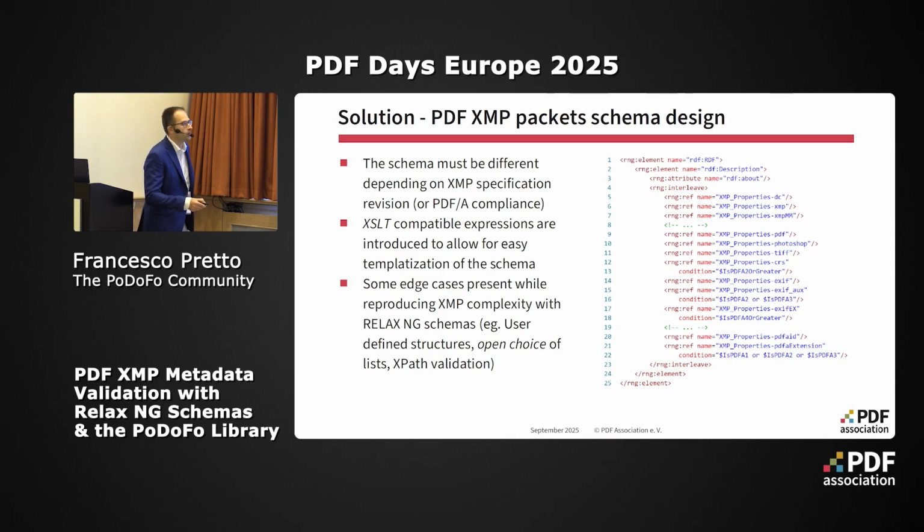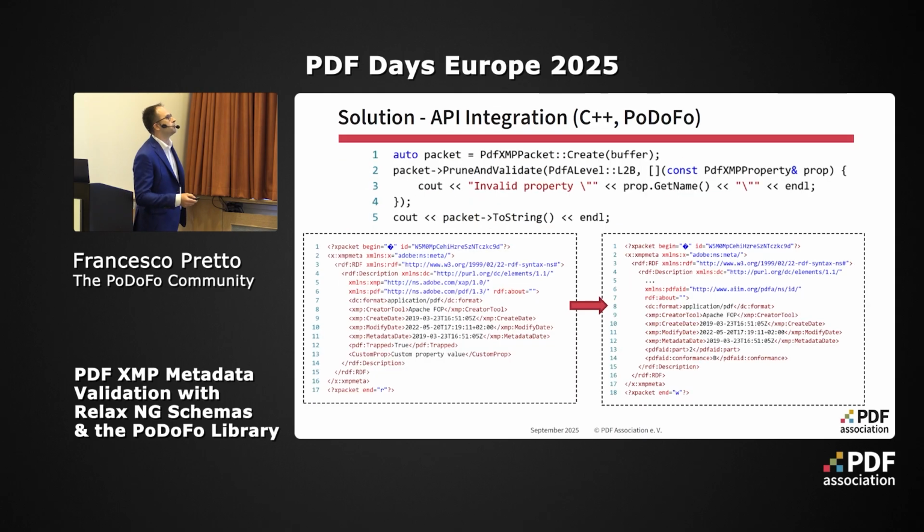And this is also allowed by the Relax NG specification, which allows adding unknown attributes to your schema. There are some edge cases that are still present while trying to represent all the features of the XMP specification, but I think they can be solved. Maybe we will talk about at least some of them later.